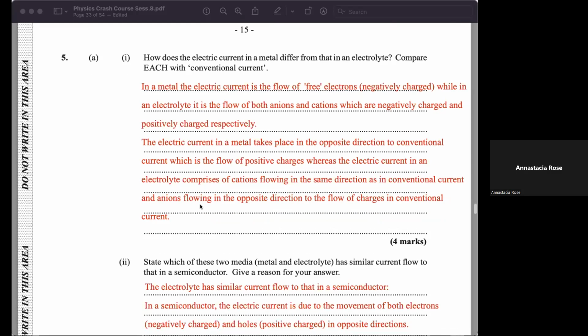Okay. Now, based on what we have stated earlier, you're asked to tell which of the two media, whether a metal or an electrolyte, would have a current flow similar to that in a semiconductor. Now, in a semiconductor, you should recall that electric current has to do with the movement of electrons, which are negatively charged, as well as what we call holes, and holes are positively charged, and this happens in opposite directions. So because of that, it would be more similar to the flow of current in an electrolyte rather than the flow of current in metals.